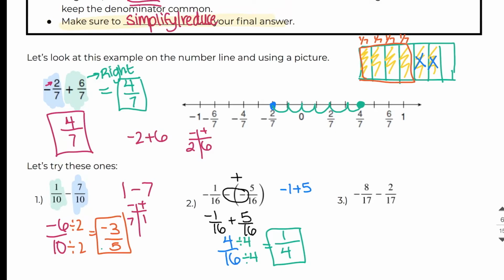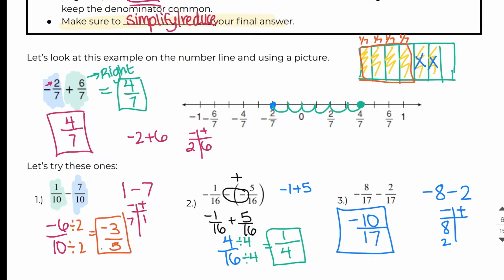Okay, in our last example, negative 8 over 17 minus 2 over 17, they both have a denominator of 17. So I know that my answer here will have a denominator of 17, which is quite nice. And now I just have to do negative 8. Remember, the numerator is going to be the negative number, minus 2. So team negative won the 8 points, team negative won the 2 points, so team negative won 10 points. So my answer right here is negative 10 over 17. Now negative 10 and 17 have nothing in common, so this is the final answer.